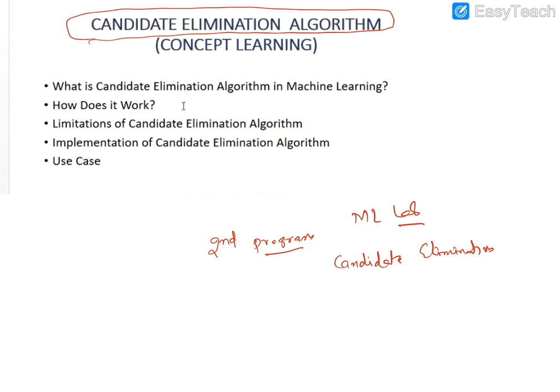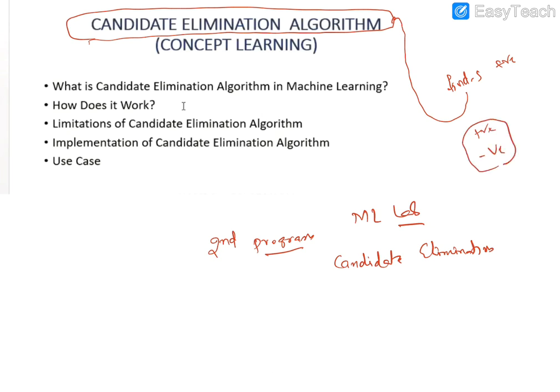Already we discussed Find-S algorithm. The limitation of Find-S algorithm is that it deals with only positive examples, right? So the advancement to Find-S algorithm that we are going to take here is the candidate elimination algorithm. It is a superior algorithm to Find-S algorithm, as it deals with positive data as well as negative data.